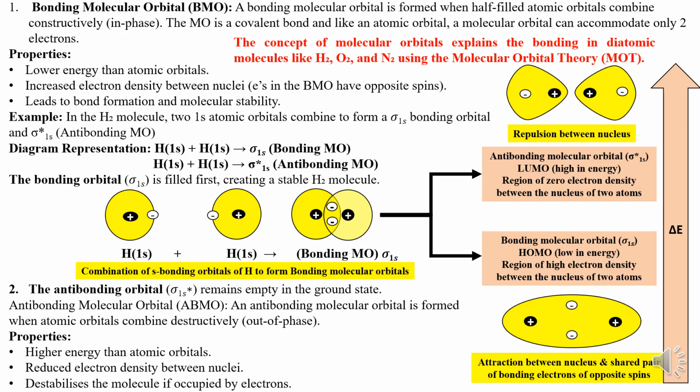A bonding molecular orbital is formed when half-filled atomic orbitals combine constructively, that is, in phase. Now the molecular orbital is a covalent bond, and like an atomic orbital, a molecular orbital can accommodate only two electrons. As you can see in the hydrogen molecule, you can find two electrons between the nuclei of the two hydrogen atoms. So a molecular orbital can accommodate only two electrons.